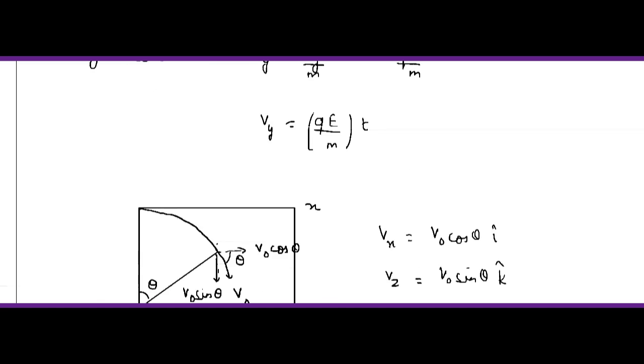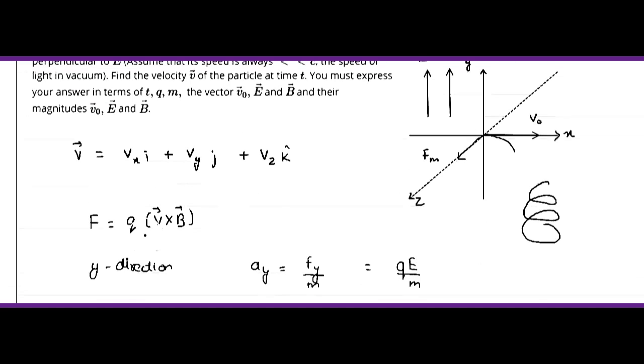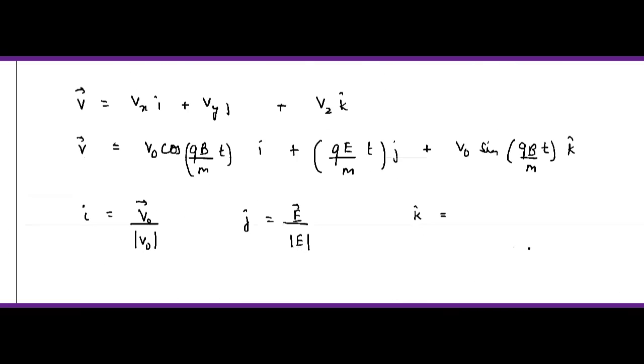Now in the k cap we see that the force is acting in the k direction at the initial instant. So we can just divide our force vector by the magnitude of the force. Force vector is q v cross B. Now if we divide it by the magnitude of this, the magnitude would be v naught into B, and q would be gone. So it would be v naught cross B divided by v naught into B. So this would be the final expression.